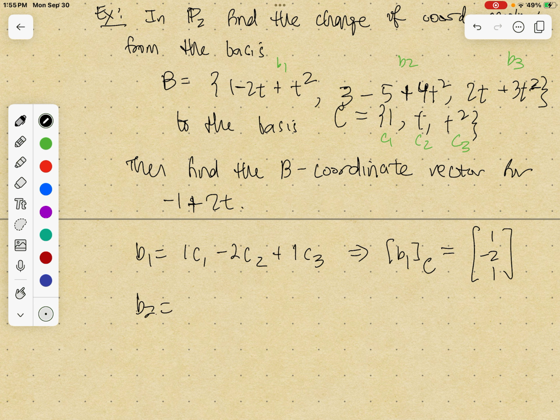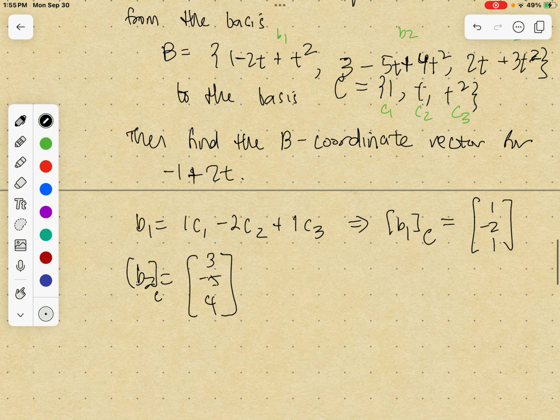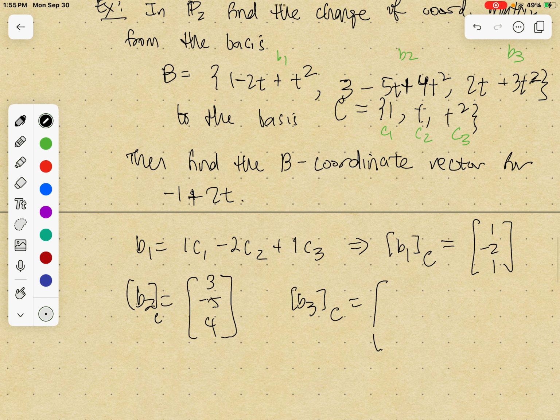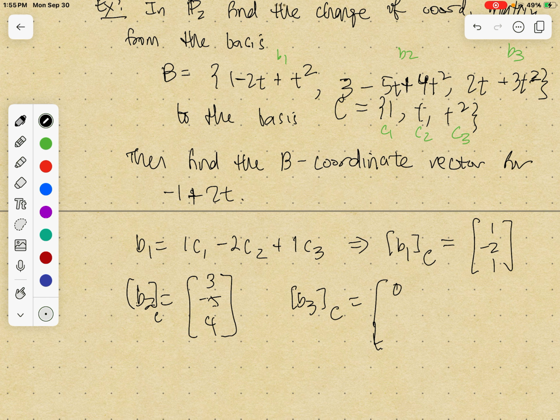Similarly, B2 is, okay, this should say 3 minus 5t. So it's 3 minus 5t plus 4t squared. This is B2 relative to C. And then B3 relative to C is, so B3 is 0 plus 2t plus 3t squared.